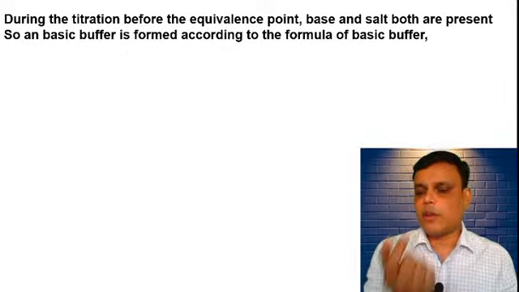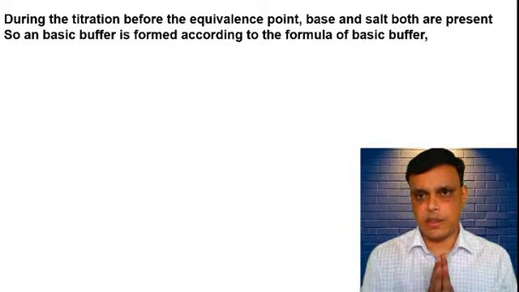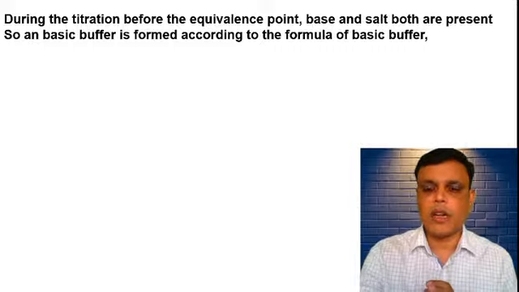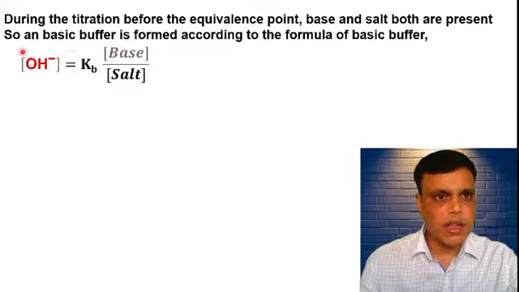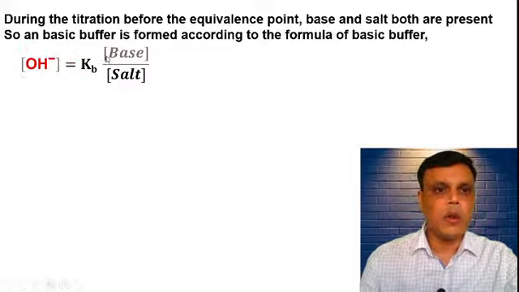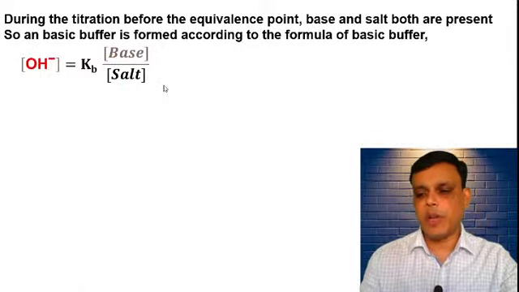And according to the formula of a basic buffer, we can calculate the OH minus ion concentration. How will you calculate? By using that formula. See the formula: concentration of OH minus ion is equal to Kb, that is the dissociation constant of the base, into concentration of base divided by concentration of salt. So this is the formula.